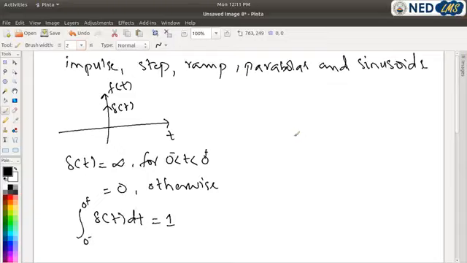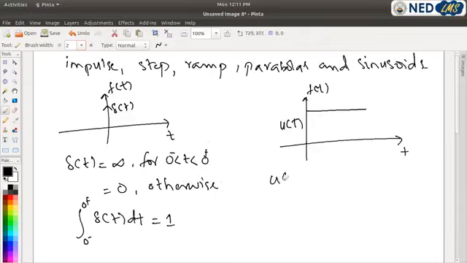The second input is the step input. The waveform symbol, mathematically, I can write as u of t equals 1 for t greater than 0 and equals 0 for t less than 0.